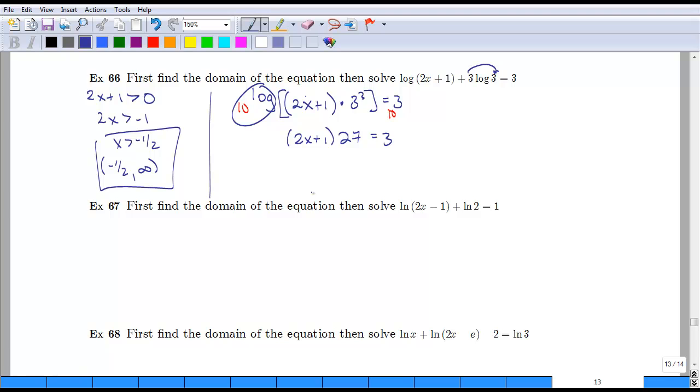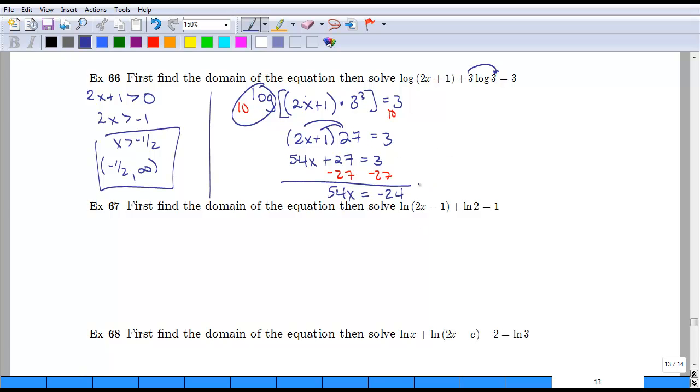So again, it's up to you how you want to proceed as far as your algebra goes. You could divide by 27, but that's going to create a fraction off the bat. So let's instead distribute the 27. So 27 times 2 is 54x, plus 1 times 27 is 27, and this is equal to 3. I'm going to subtract that 27 over, and we're going to end up with 54x is equal to negative 24.